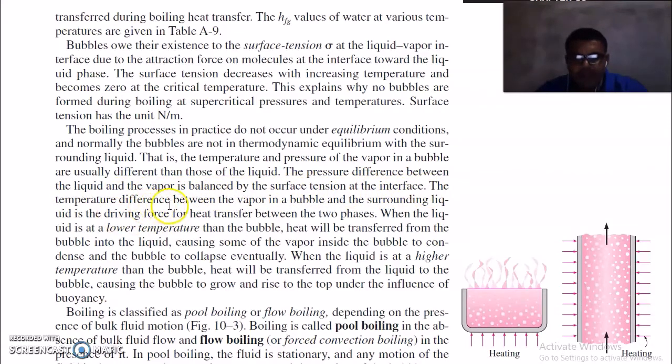The temperature difference between the vapor in the bubble and the surrounding liquid is the driving force for heat transfer between the two phases. When the liquid is at a lower temperature, heat will transfer from the bubble to the liquid, causing some of the vapor inside the bubble to condense, and the bubble will collapse.